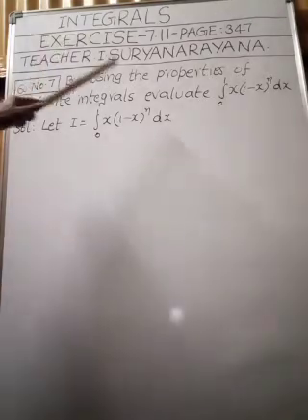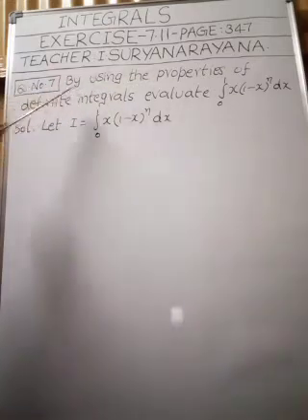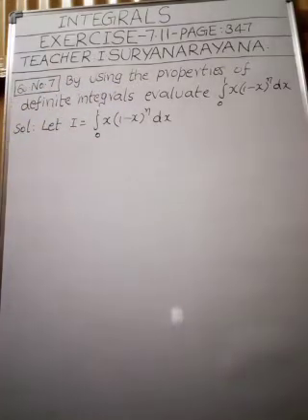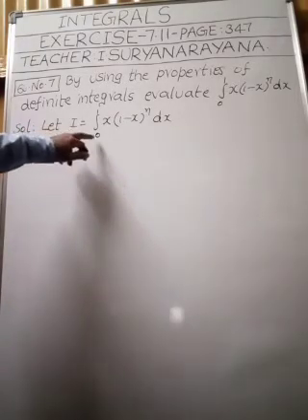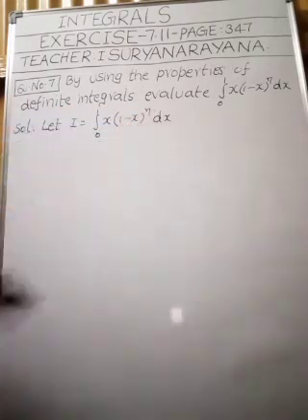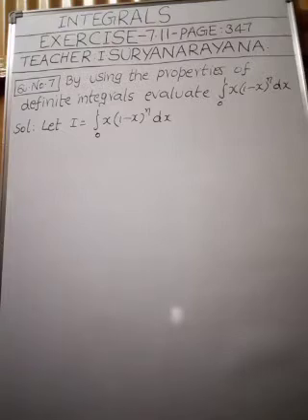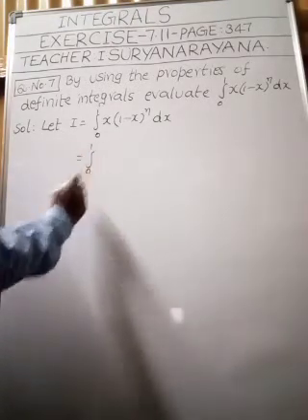Here also we have to evaluate this definite integral by using the properties of definite integrals. Okay, my dear children? Right. Now come to the solution part. Let us assume that capital I is equal to integral 0 to 1 of x into (1 minus x) whole power n dx. Okay, my dear children? Right. That is equal to integral 0 to 1.